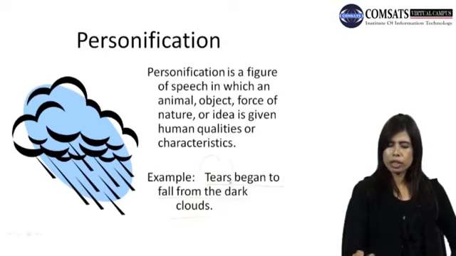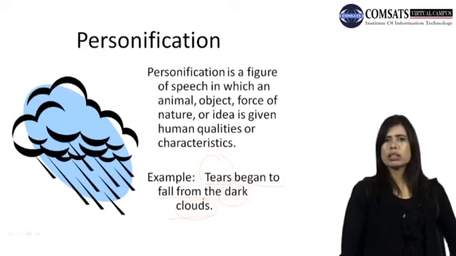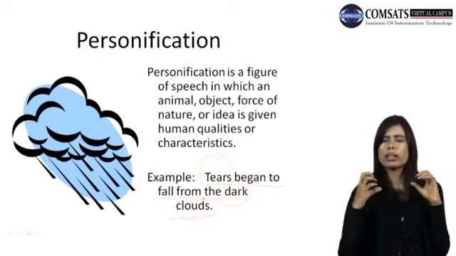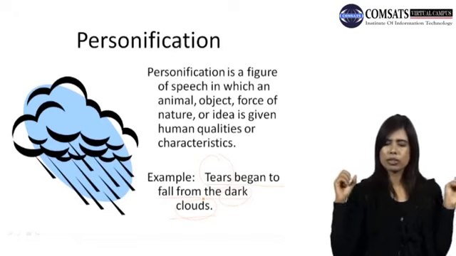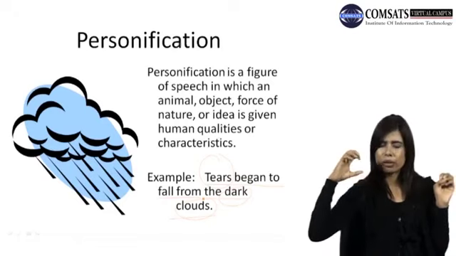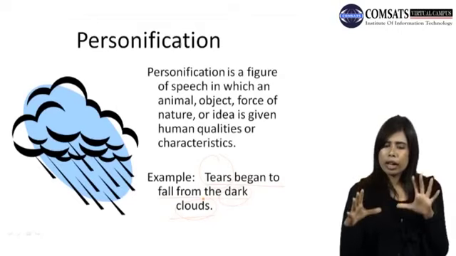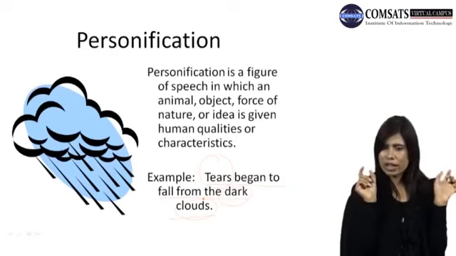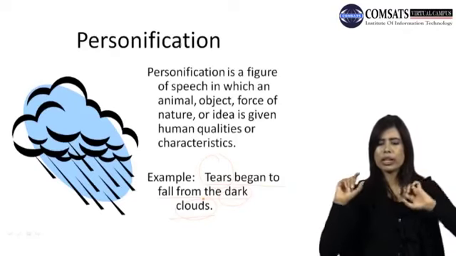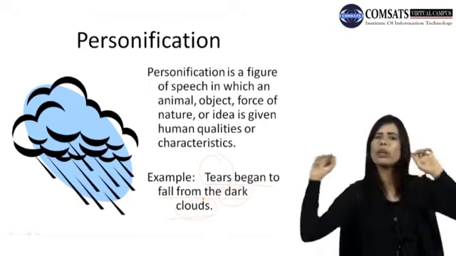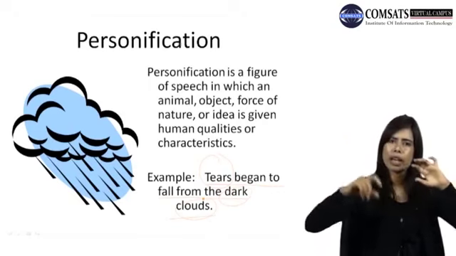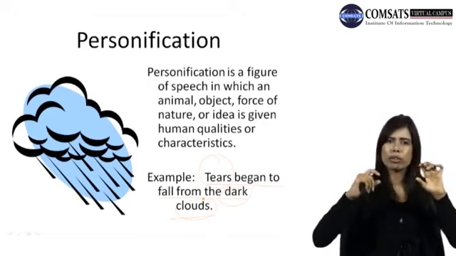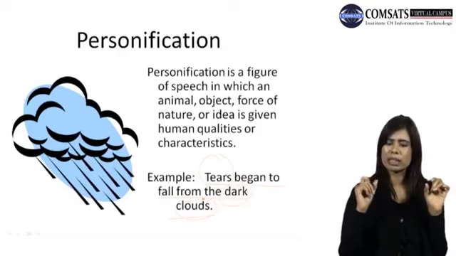Obviously, tears are something which come out from the eyes, not from the dark clouds. So basically the idea is that of rain. Look at the definition of the word personification, in which an animal, object, force of nature or idea is given human qualities. So the dark clouds have the quality of crying or weeping. So basically this is personification. Fine.